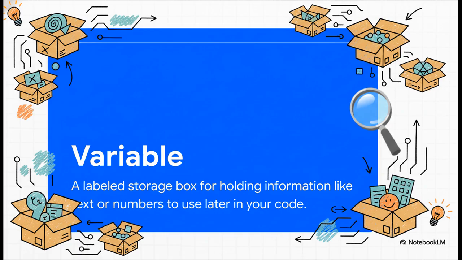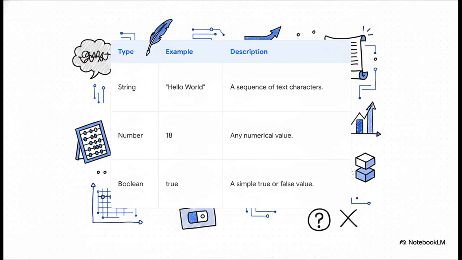First up, variables. So, how do we remember information in our code? We use variables, and the easiest way to think of a variable is just as a labeled storage box. We can create a box, give it a name, and then put some information inside it to use later on. So what kind of information can we put in these boxes? Well, there are a few main types. A string is just text, like a name or a sentence. A number is any numerical value, like an age or a price. And a Boolean is just a simple true or false value. Think of it like an on-off switch.